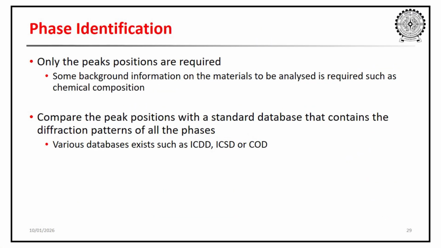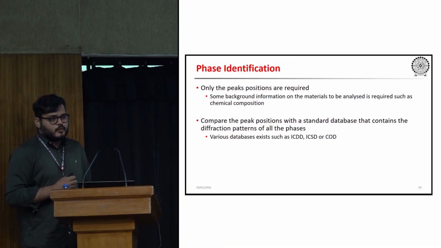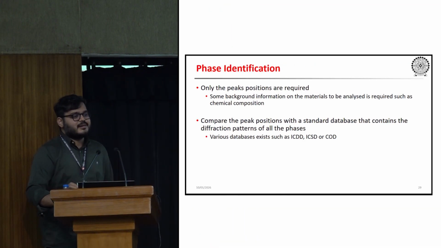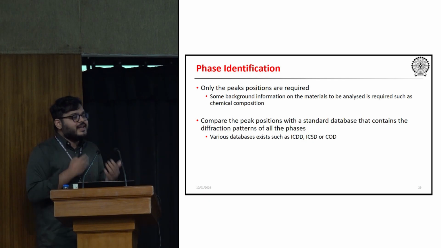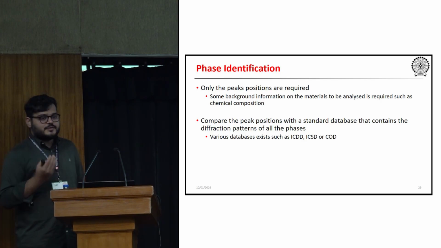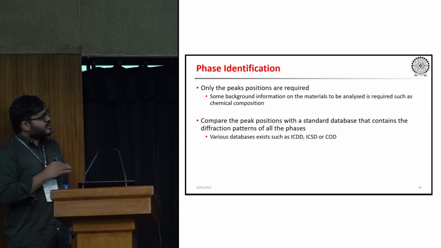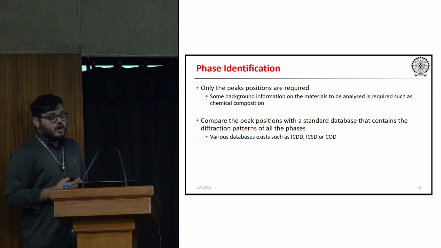And coming to phase identification, like I have discussed before, you only need the peak positions. We don't need any other information. Some background information on the materials does help. For example, if I know that the material is some sort of clay, or some sort of limestone, that helps me make a short list of candidates to search, right? Typically, what we do is we compare the peak positions which we observe in the diffractogram with a standard database, and the standard database contains the diffraction patterns of all these phases.